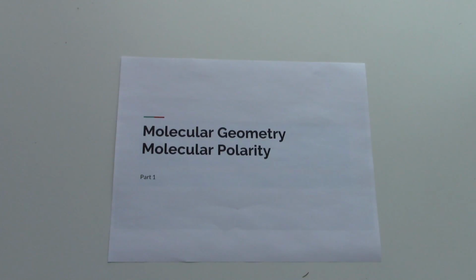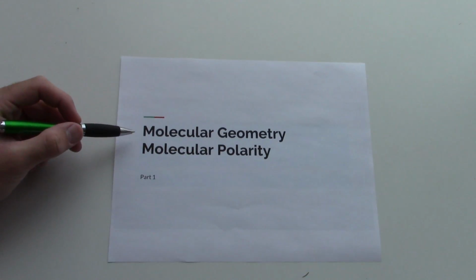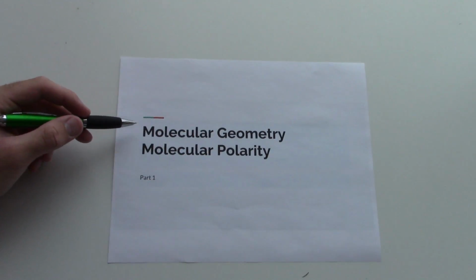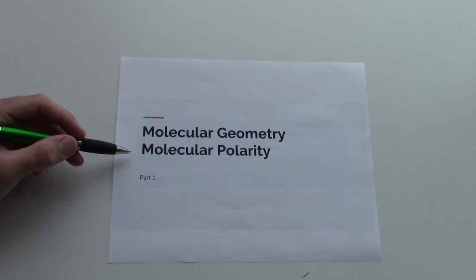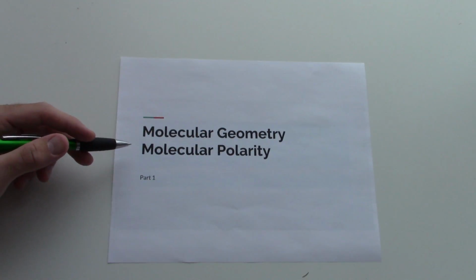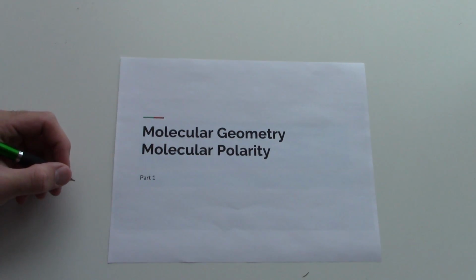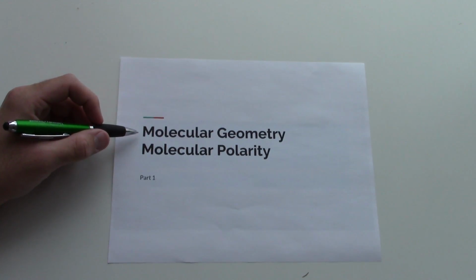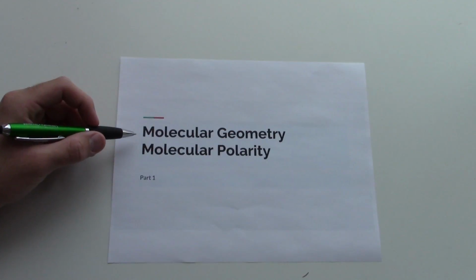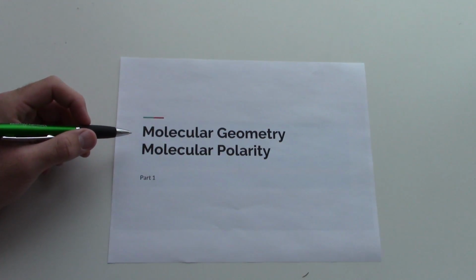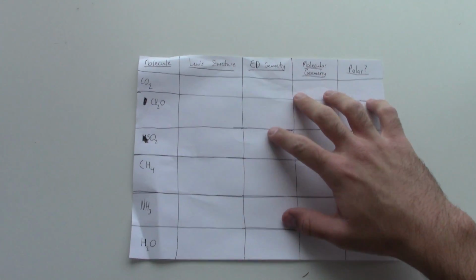Hey everyone, in today's video we're going to be discussing part 1 of molecular geometry and molecular polarity. These are two very important concepts when discussing full molecules, as they describe these molecules in 3D as opposed to simply a 2D Lewis structure. So when we talk about molecular geometry, we also have to talk about something called electron group geometry. The best way to do this is through examples.